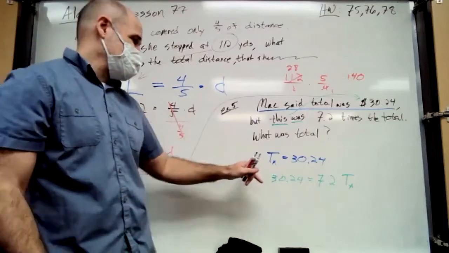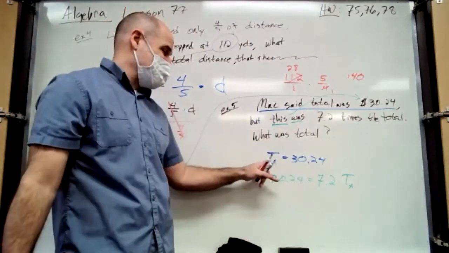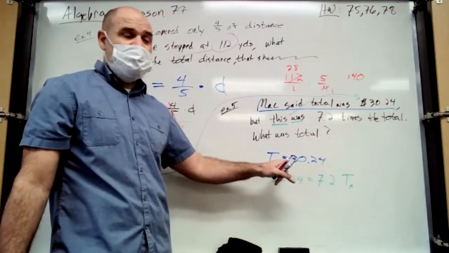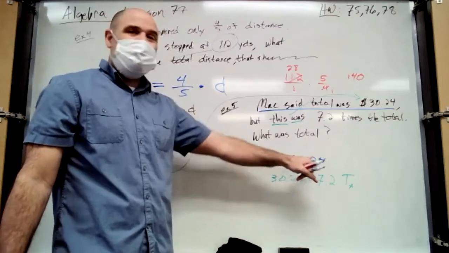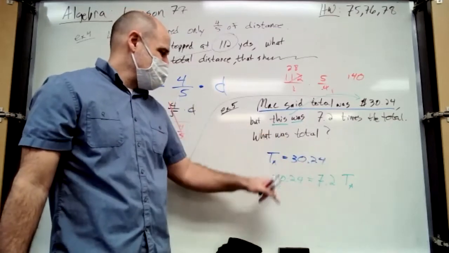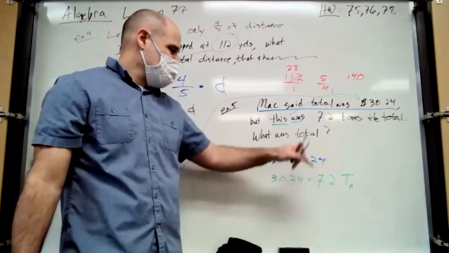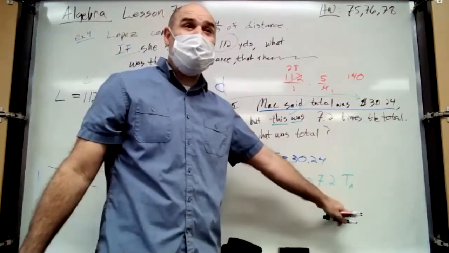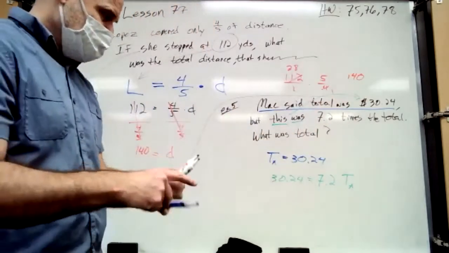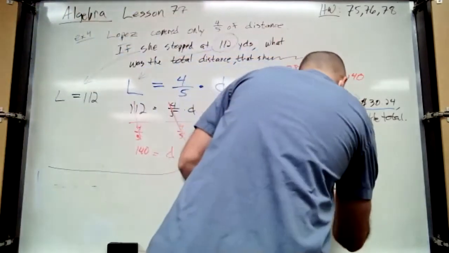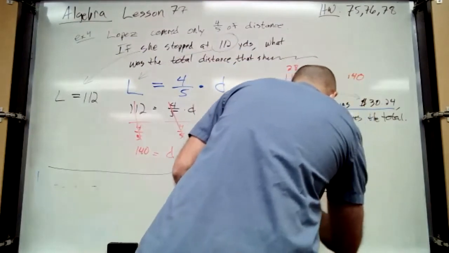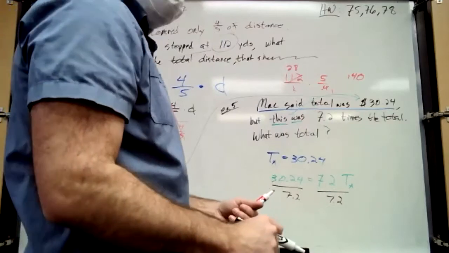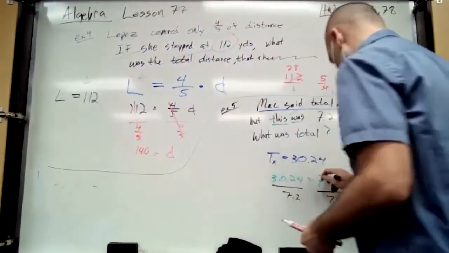Now, you could have just avoided subscripts and just said Mac said. So Mac equals, because said is a verb, Mac equals 30.24. But this 30.24 was 7.2 times the total. Now you've got an equation with only one variable. Let's solve it. Okay. So divide by 7.2, divide by 7.2. Somebody want to do that on a calculator? What'd you get?